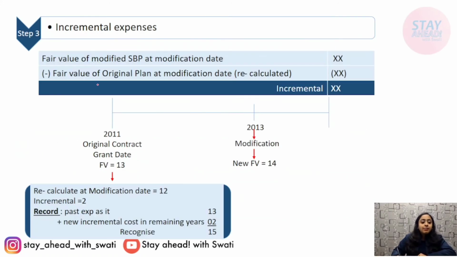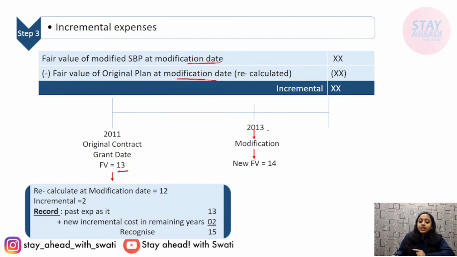For example, how is the incremental calculated? Fair value of the modified share-based plan at the modification date minus the fair value of the original plan at the modification date. What you see is, for example, in 2011 you initiated a contract. The fair value at the grant date was rupees 13. You cannot decrease it below this because this is the minimum amount at which you will record.